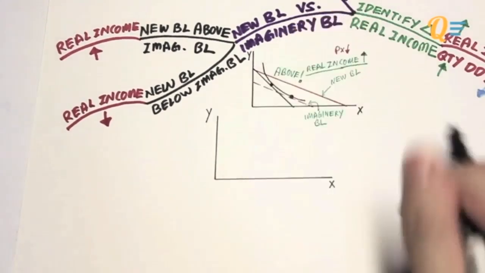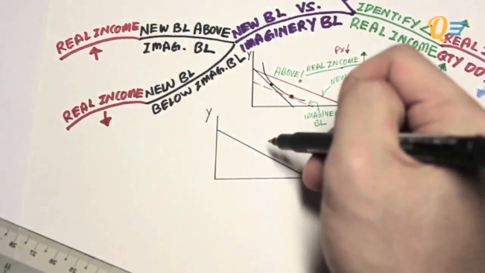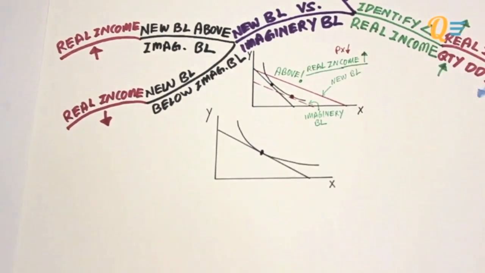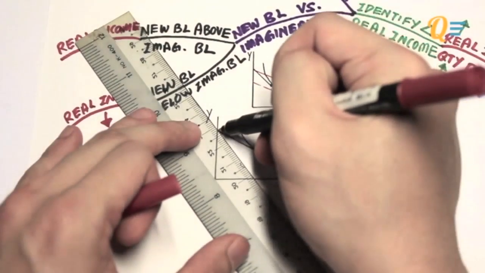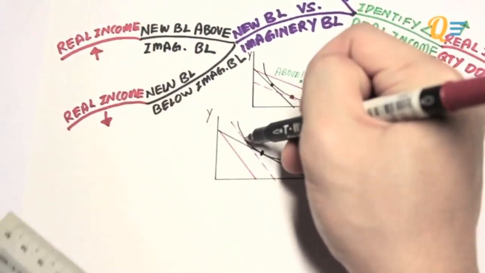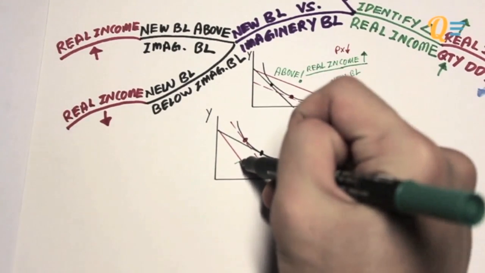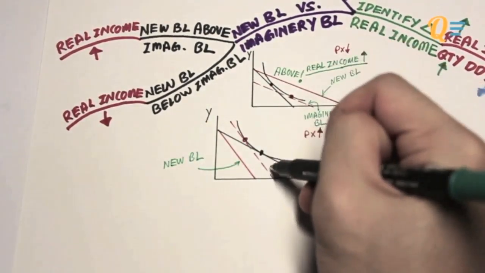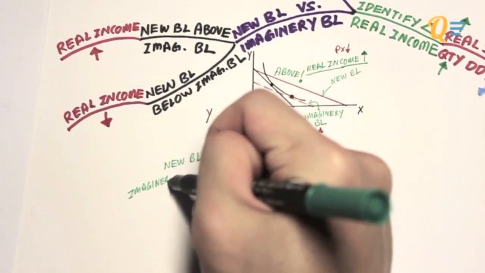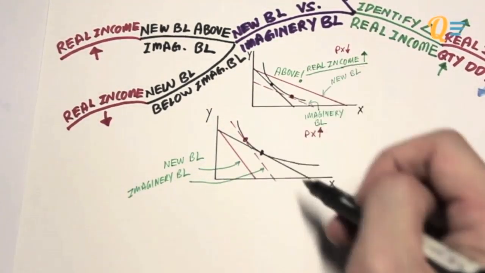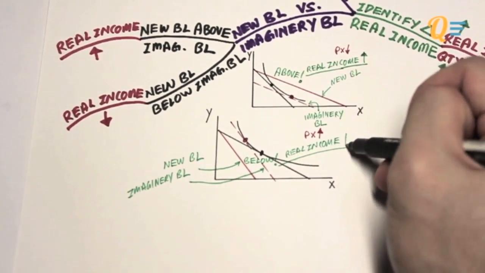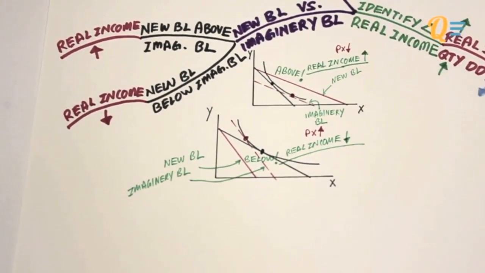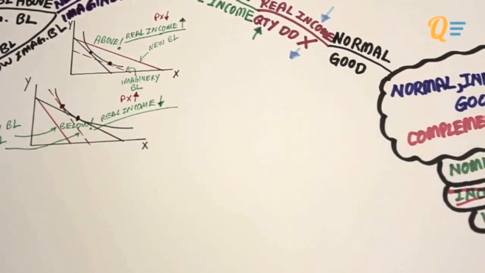Let's take a look at another example. This time, I'm going to imagine that the price of X has increased. Going back to the basics, I know that my budget line is going to rotate inwards, and once again, this red line here is my new budget line, and this dotted line over here is the imaginary budget line. As you can see very clearly again, the new budget line is below the imaginary budget line. Therefore, real income has decreased. So this is a very fast way to identify the change in real income.